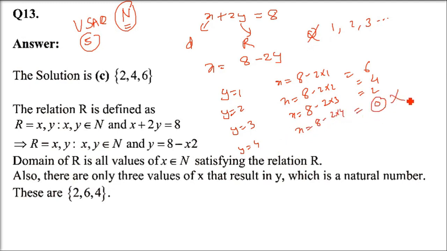And this is not allowed. A natural number 0 is not allowed, because if you include 0 with 1, 2, 3, it will be the whole numbers. So it fails. So 2, 4, 6 are the only possibilities. What is the domain? 2, 4, 6 only.